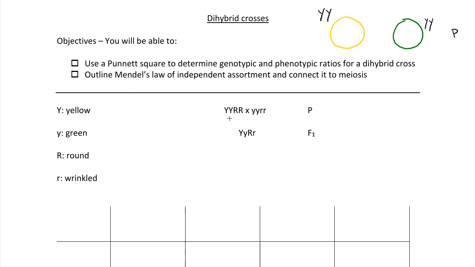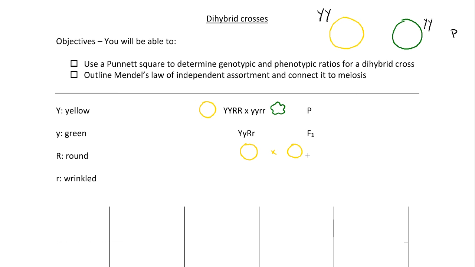For example, he would cross a plant that was homozygous dominant at both of them, that would give us a yellow round pea, with a plant that produced green wrinkled peas because it was homozygous recessive at both of these genes. The F1 generation from this cross, which is heterozygous at both loci, would be yellow and round because yellow and round are the dominant phenotypes. But then he would cross this again with another F1, which is a second heterozygote.